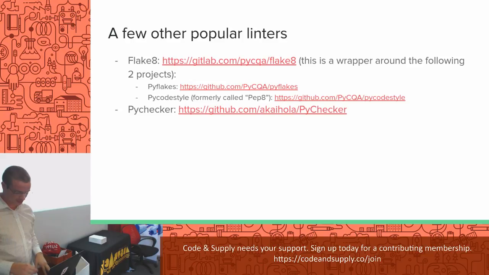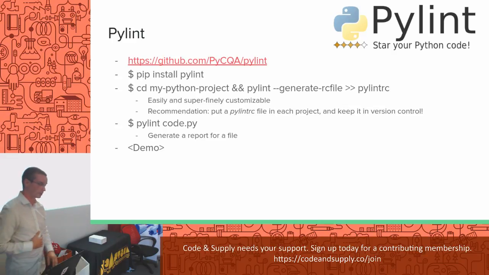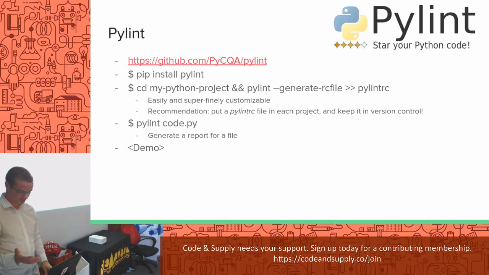So they changed the name to PyCodeStyle, but I don't think anybody really uses PyCodeStyle alone. Correct me if I'm wrong, if anybody uses PyCodeStyle, but I think most people use Flake8 if they use any linter. PyChecker is also a common linter, but the most common by far is Pylint. Who here has used Pylint before? Nice, cool. So, super easy to install, as always, pip install.